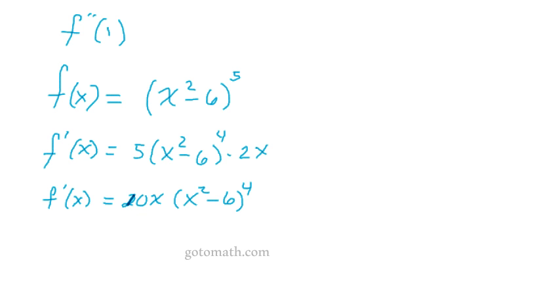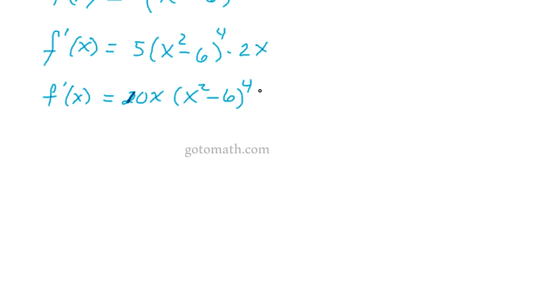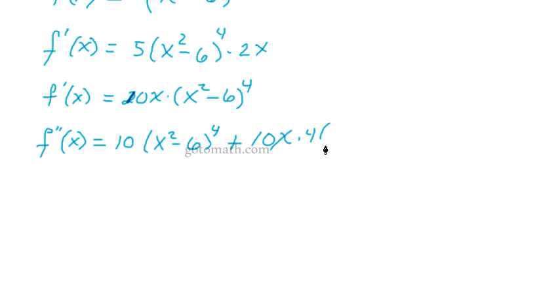Now we'll have to do the product rule. So f double prime of x is equal to, so we take the derivative of 10x, and that's just going to be 10, and then rewrite the second part, x squared minus 6 raised to the 4th, plus rewriting 10x, that first part, and then take the derivative of this second function here. So bring the 4 out front, rewrite what's in parentheses, subtract 1, and then derivative of the inside, we'll bring it out, and that's 2x.